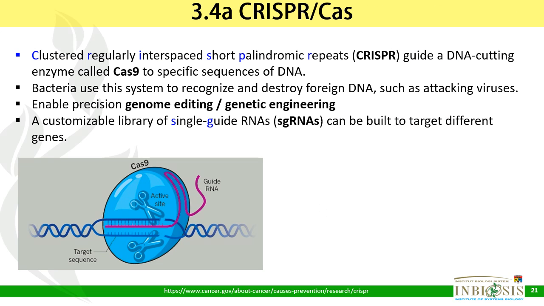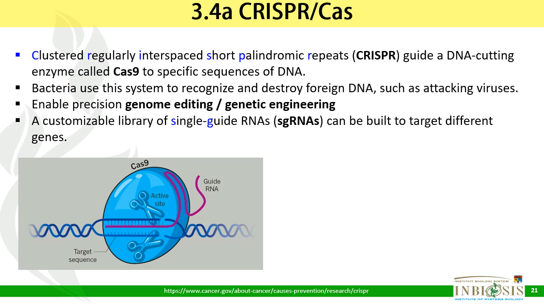So what is CRISPR-Cas? It stands for Clustered Regularly Interspaced Short Palindromic Repeats. Basically, it's a sequence in the DNA which guides a DNA cutting enzyme called Cas9 to a specific sequence of DNA. Bacteria use this system to recognize and destroy foreign DNA, such as attacking viruses, and we can use this to enable precision genome editing or for genetic engineering.